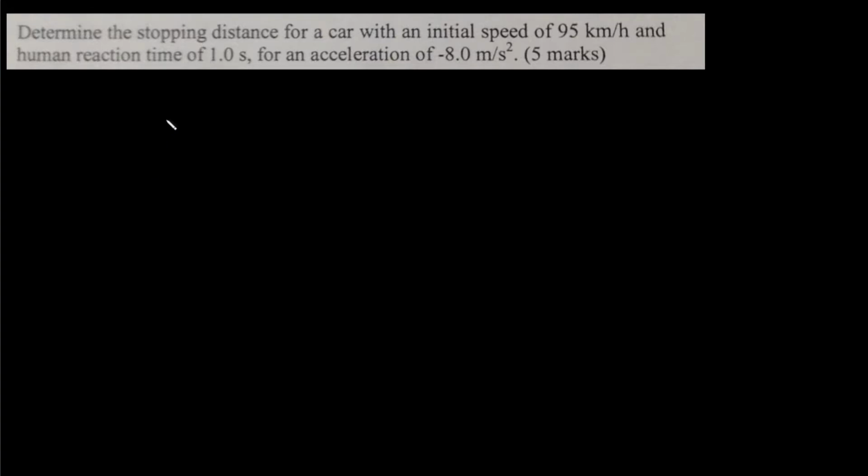Hello everybody, today we are going to solve this physics question. Determine the stopping distance for a car with an initial speed of 95 kilometers per hour and human reaction time of 1.0 seconds for an acceleration of -8 meters per second squared.